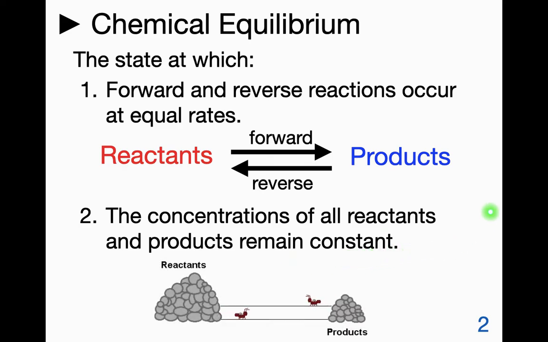Nice little analogy of this. Imagine ants going back and forth, each one taking a grain of sand to the other. And so even though you have this movement of sand particles going back and forth, the amount on the reactant side remains constant. The amount on the product side remains constant.